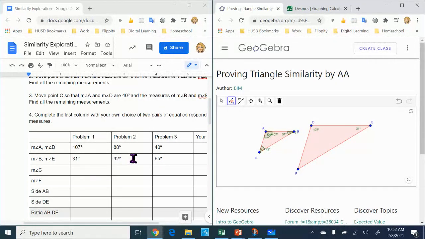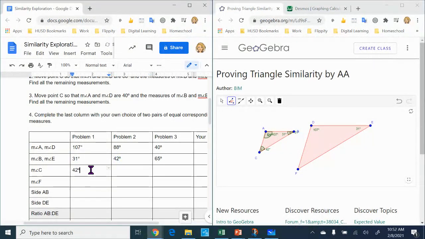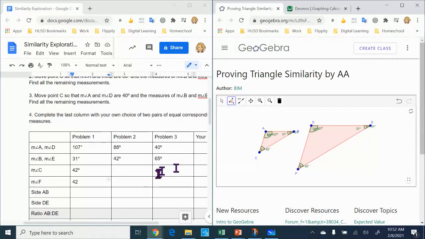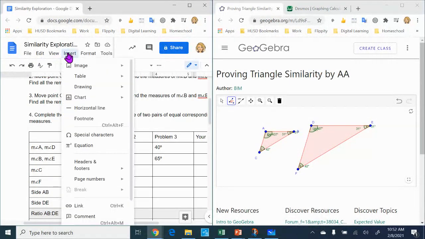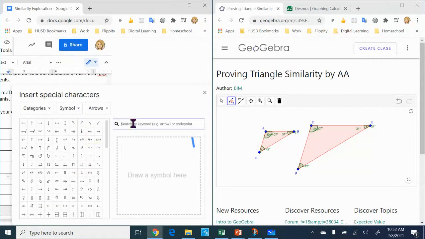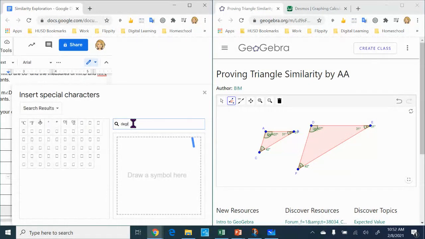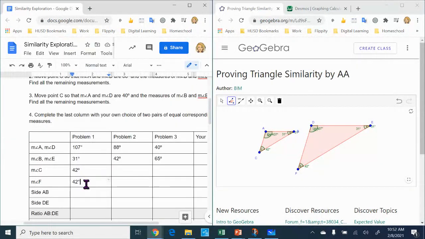And notice I already have 42 over here, so I'm going to copy that and paste it here. But if you wanted to, you could just type in 42. If I measure this one, it will be 42. Click it and drag it. It should come up as 42. And to type in the degrees, you can insert and go to special characters. Then if you just type in degrees, it comes up a degree. Once you click on it, it automatically pastes over there into your thing. So that's one way of getting a degree.